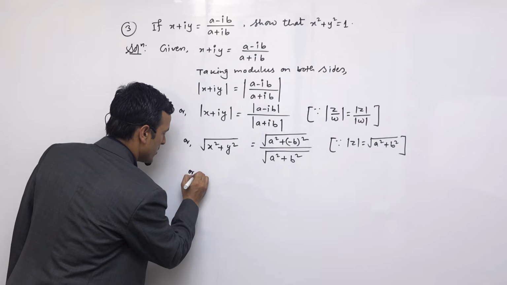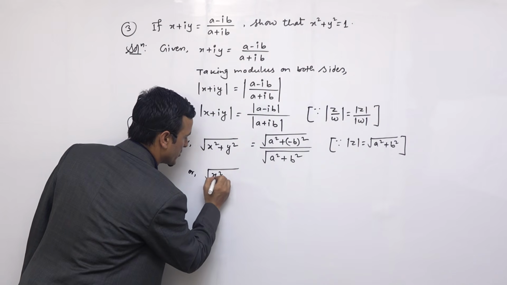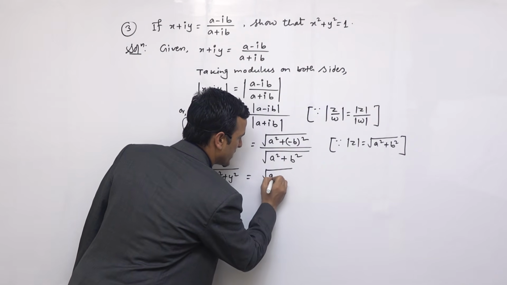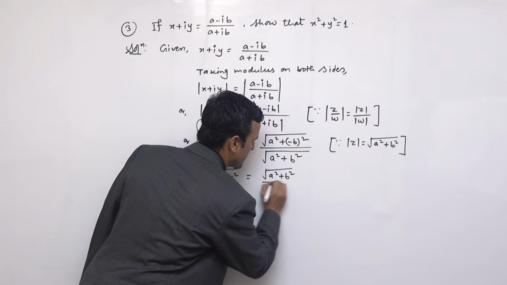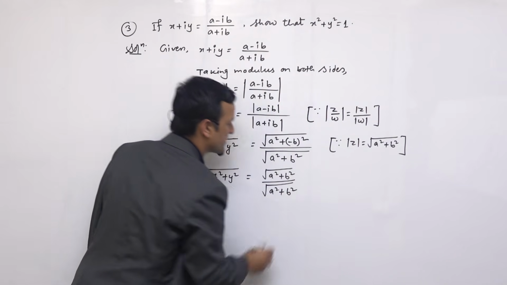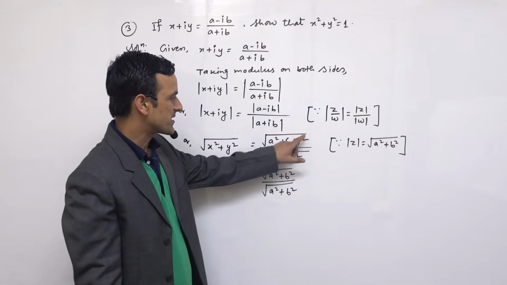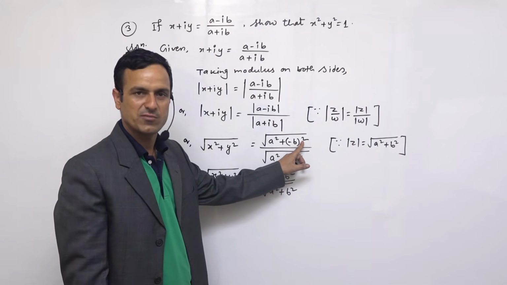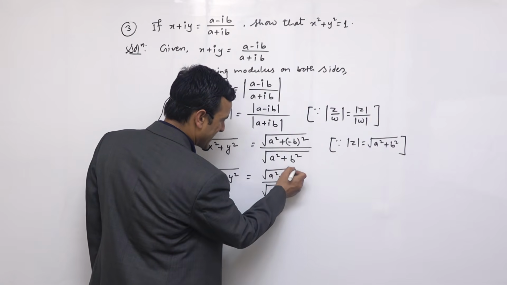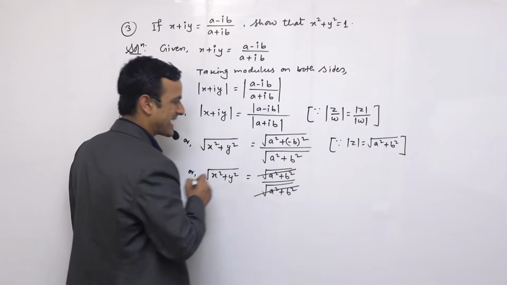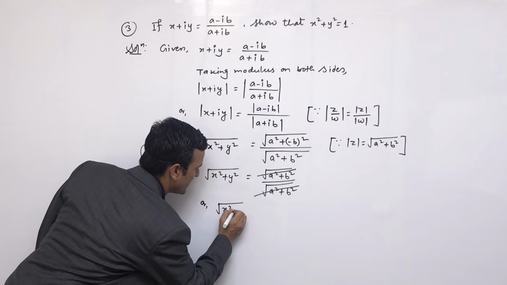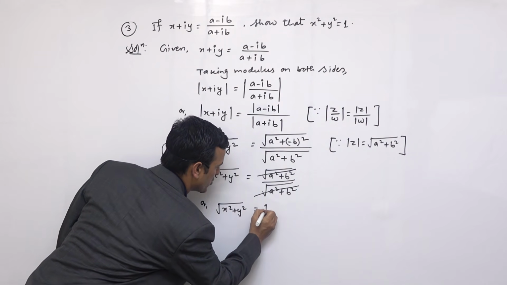Now modulus, root under x square plus y square and root under a square plus b square, divided by root under a square plus b square. This minus becomes plus after removing this bracket. So in numerator and denominator we can see the same term, so we can cancel. So here we can see the term remaining is equal to 1.